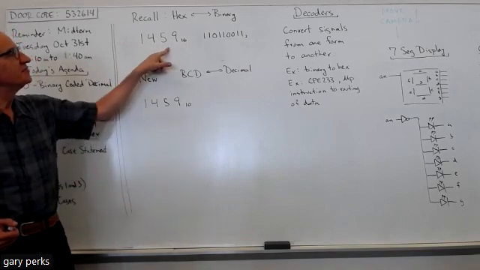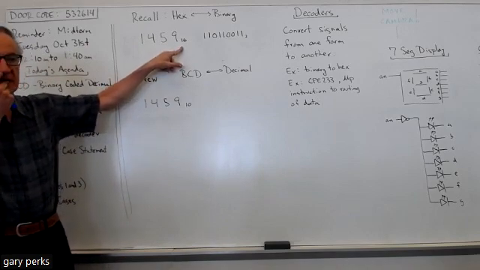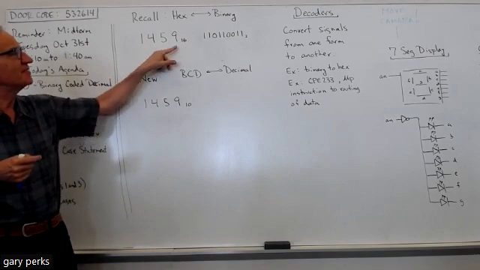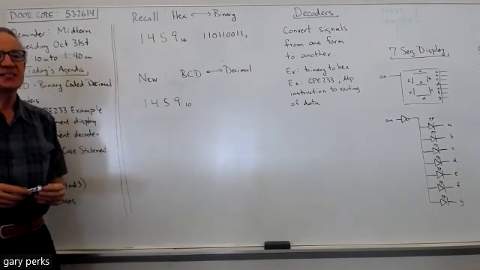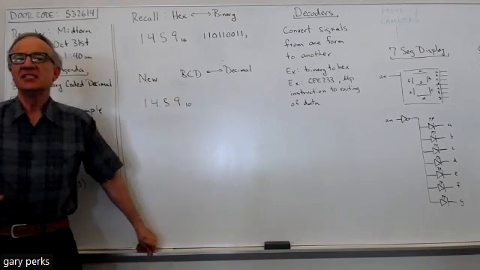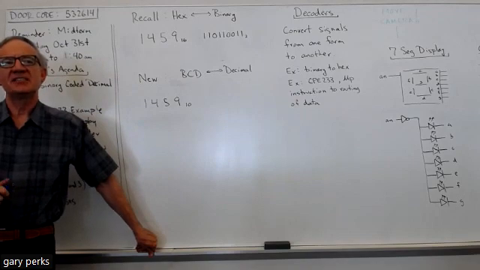If I have a base 16 number like this, remember, one way to show a base is to put a subscript. So this is 1459 in base 16. How can I go from base 16 to base 2 without doing base 10?